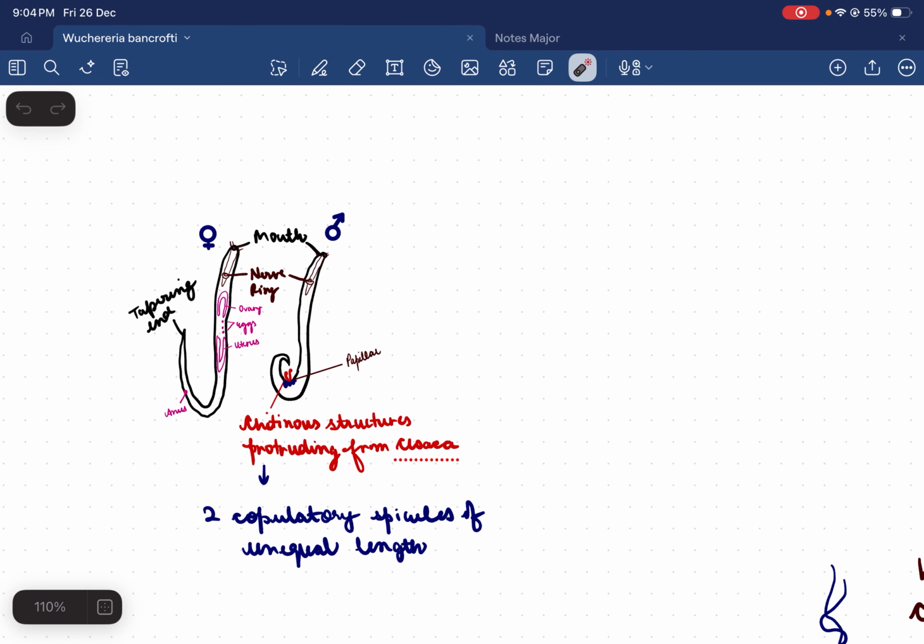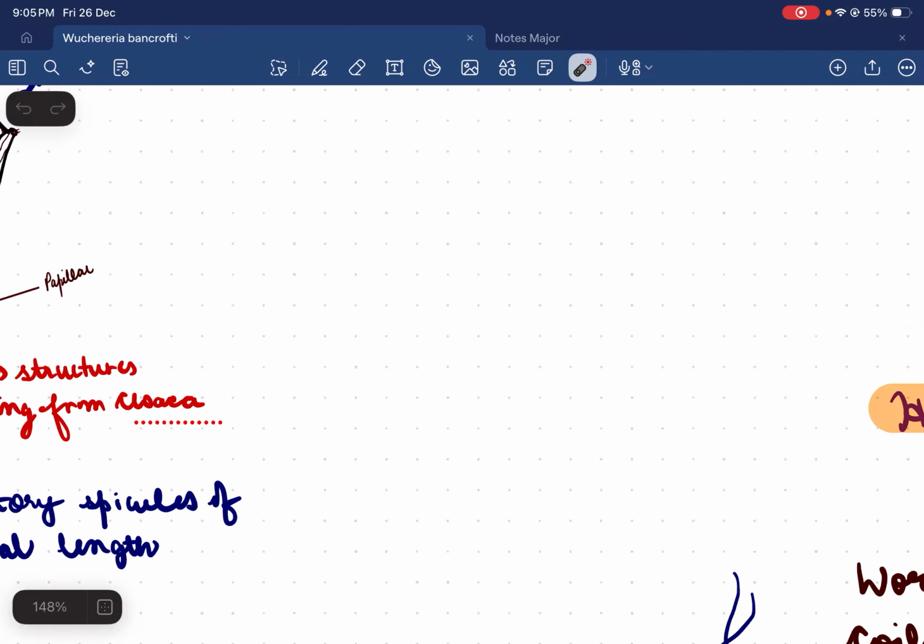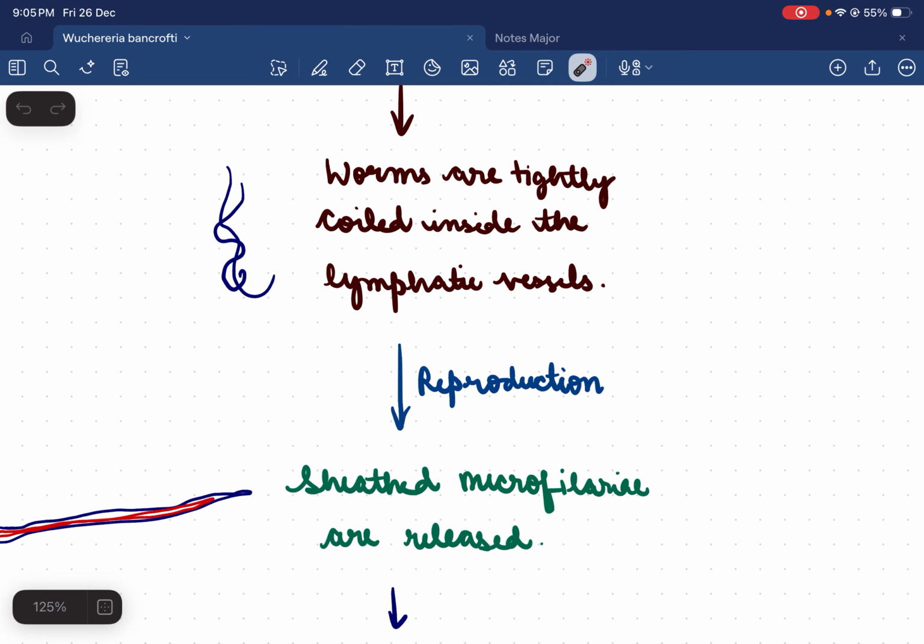So here you can see that there is a male and there is a female. Male, if you notice, is coiled, whereas female, it is somewhat elongated. Male also has this structure which is called as copulatory spicule. There is a pair of copulatory spicules present in male, which helps male copulate female. Anyways, so let's move forward with the life cycle.